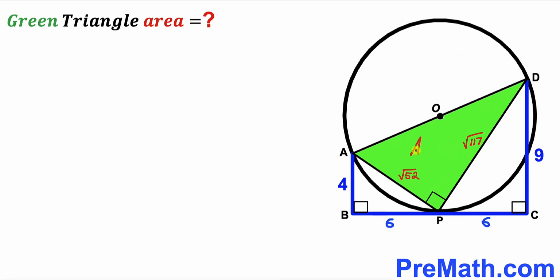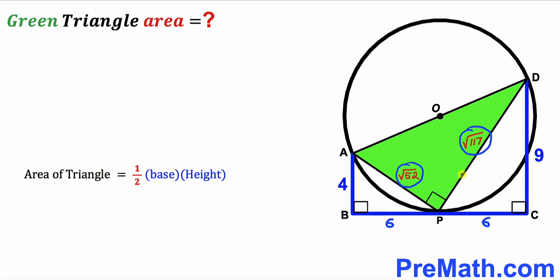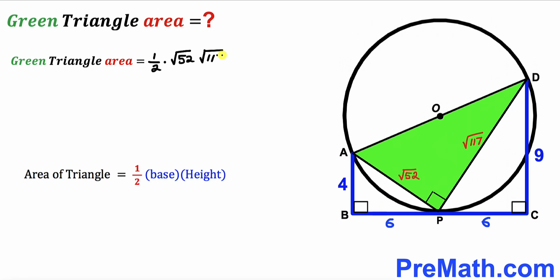And here's our final step. Now we are going to calculate the area of this green shaded triangle APD. And now let's recall the area of a triangle formula. Area is always equal to a half times base times the height of the triangle. In our case the base of this triangle is the square root of 52, whereas the height is the square root of 117. So this green shaded triangle area is going to be a half times the square root of 52 times the square root of 117.